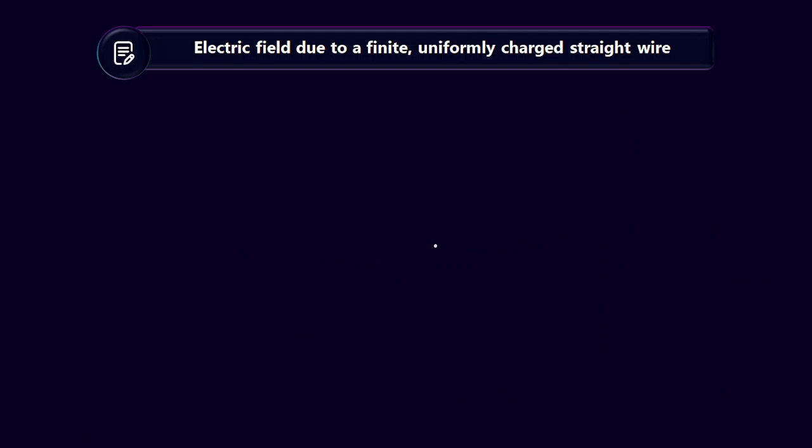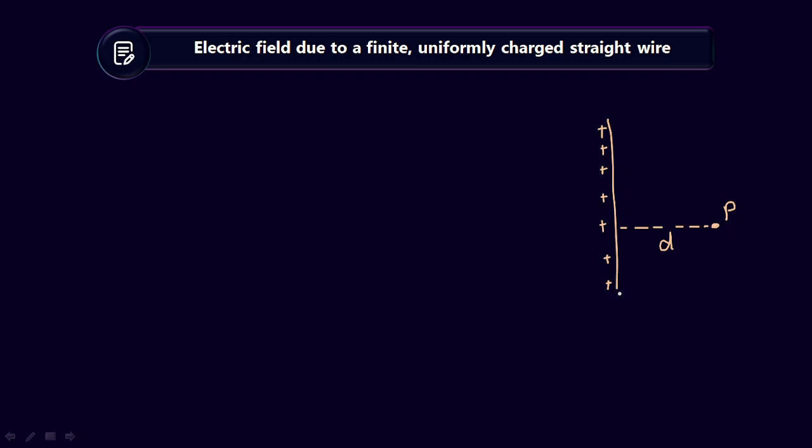So in this case, let us say that there is one wire on which charges are there, like plus charge or minus charge, either we can consider. Now due to this wire, we want to find the electric field at a point which is, let us say, at a distance d. At this point P we want to find the electric field, right?